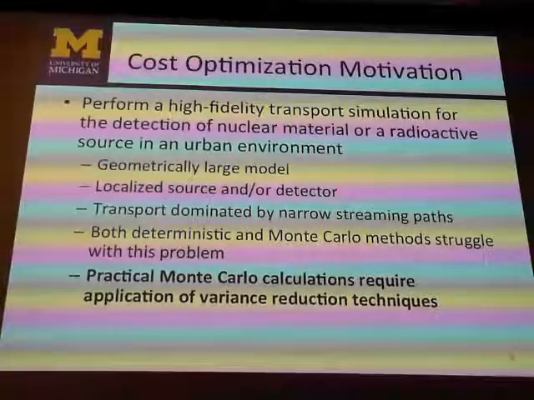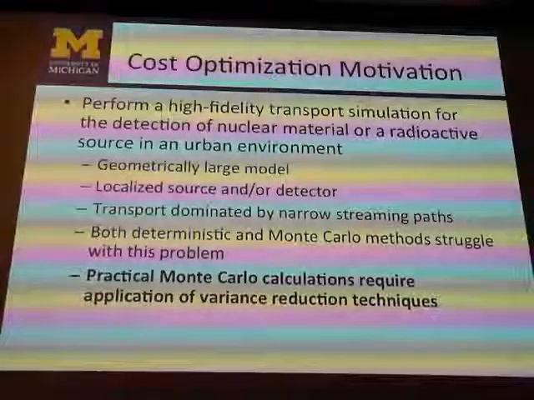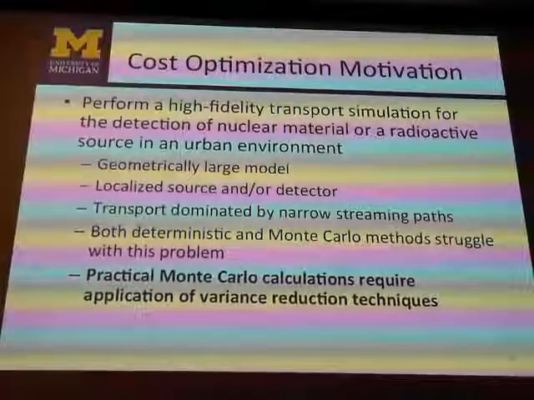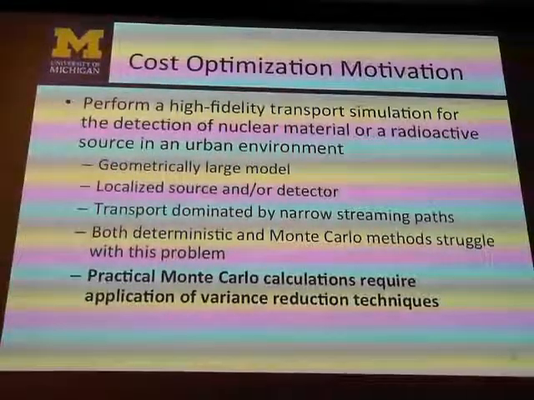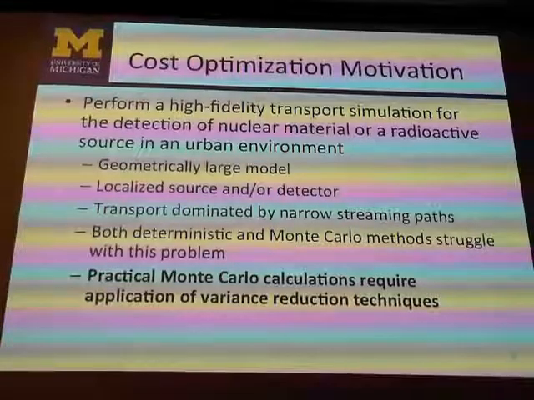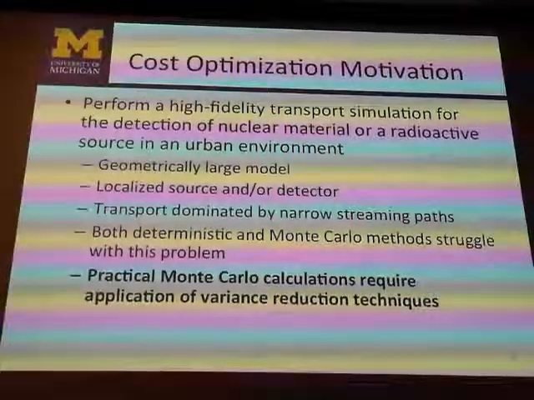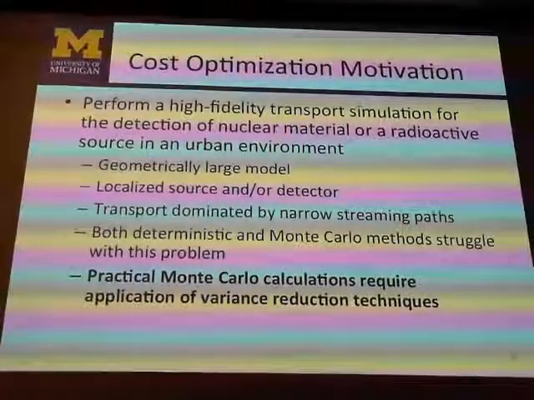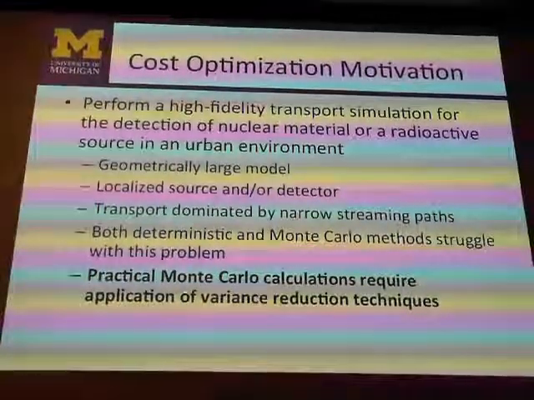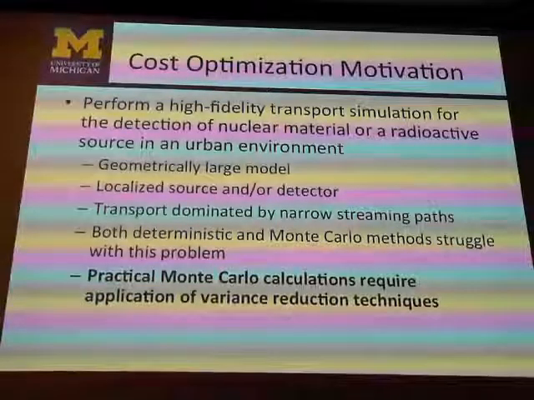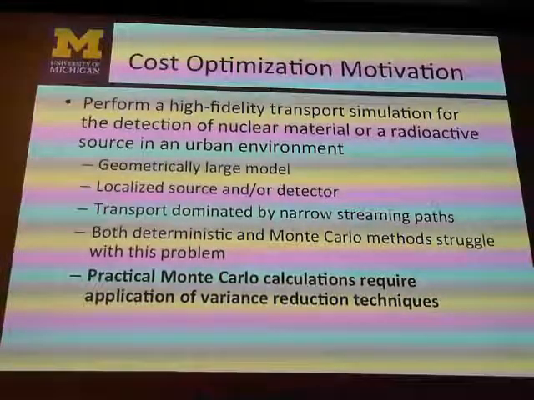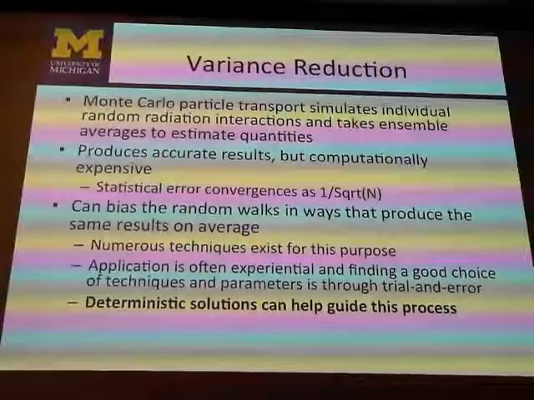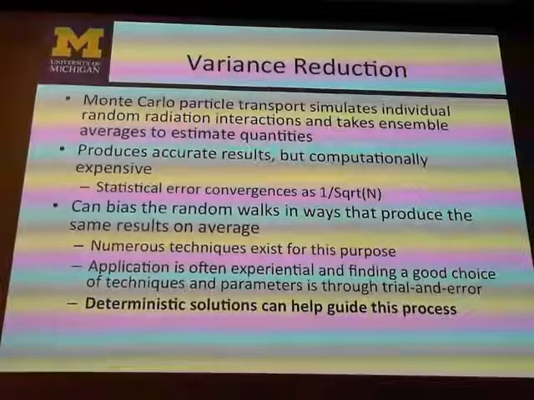The transport process is dominated by these streaming paths, basically the streets and gaps between buildings. Because of the sheer size and complex physics, there isn't really a good tool in our standard toolbox to solve this type of problem. Since I'm a Monte Carlo person, I'm going to try to hit it with the Monte Carlo hammer. But in order to do this efficiently, I have to use something called variance reduction. Has everyone here heard of variance reduction? All right, well, I'm going to talk about it anyway if you haven't.